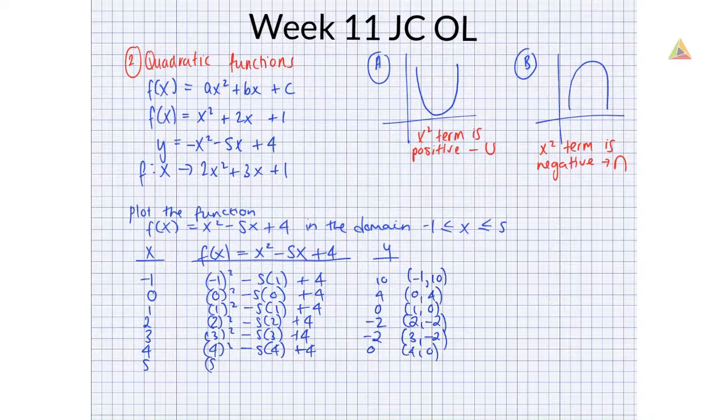And then 5 squared minus 5 by 5 plus 4. And that result will give us 4. So the final point then is going to be 5, 4. So the idea is to plot these points.